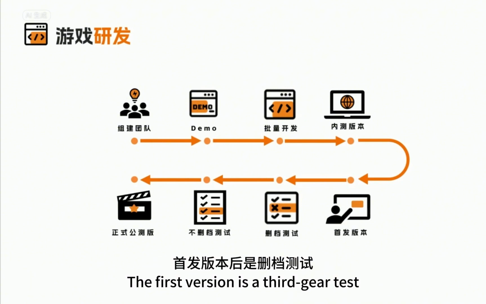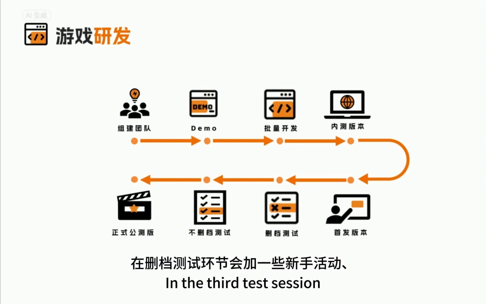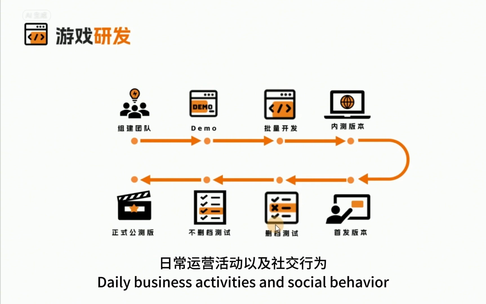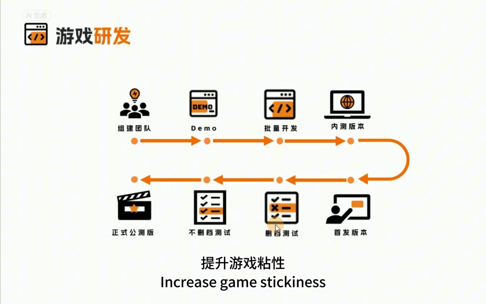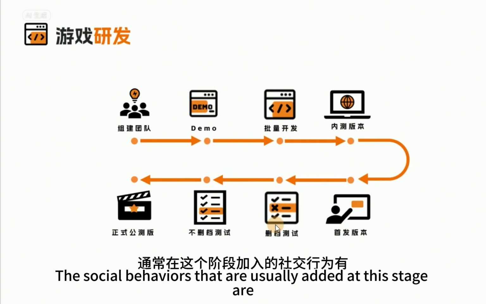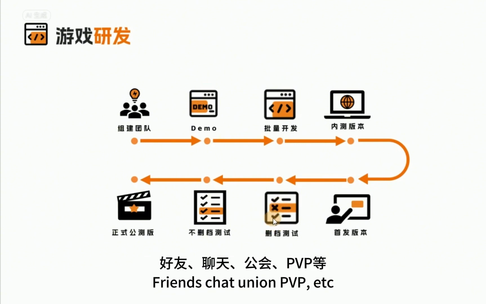The first version is a third gear test. In the third test session, daily business activities and social behavior. The goal is to enrich the user's gaming behavior, increase game stickiness, increase user online time. The social behaviors that are usually added at this stage are friends, chat, union, PvP, etc.